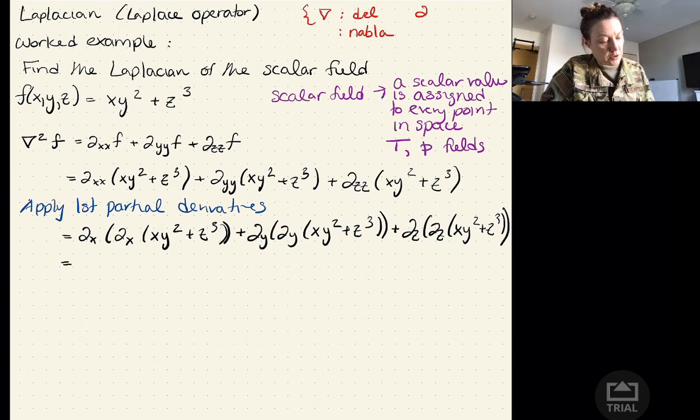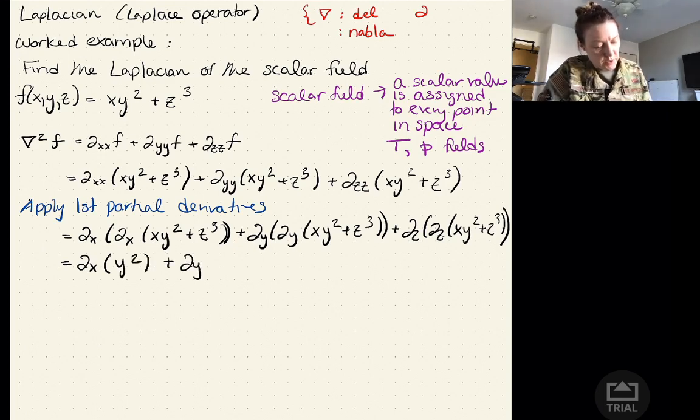So in the first term here, we still have that del x on the outside, and the partial derivative of xy squared plus z cubed with respect to x is just y squared. Plus del y, so we have the del y on the outside, and here we just get 2xy, the first partial derivative of our field f with respect to y. Plus del z, and what we have here is 3z squared.